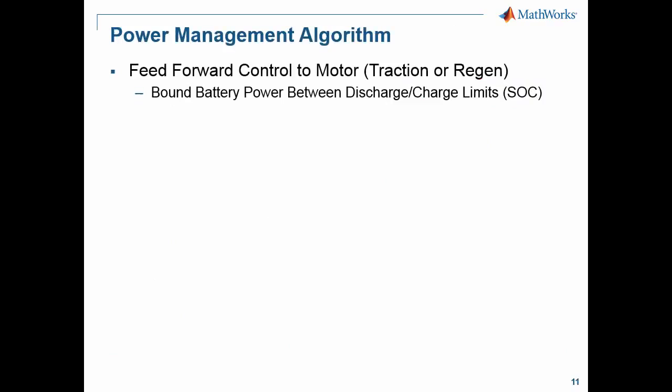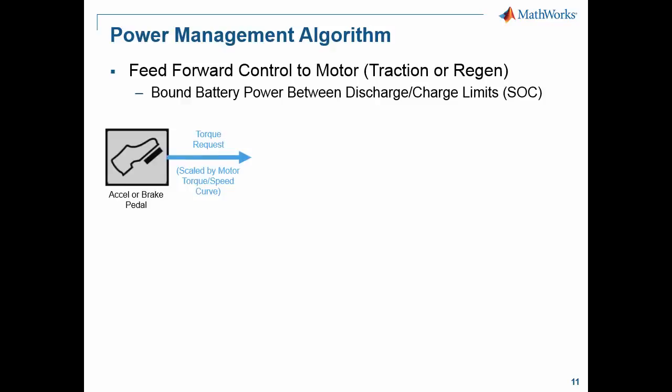The next topic I would like to discuss is power management. Power management is a very important aspect of hybrid electric powertrain design. You want to manage the power into and out of the battery pack to ensure safe operation and extend battery life. I will show a diagram of a feed-forward control algorithm for the motor, which works for both traction and regen. The objective of the algorithm is to bound battery power between its dynamic discharge and charge limits, which are a function of SOC. We first start at the accelerator or brake pedal signal.